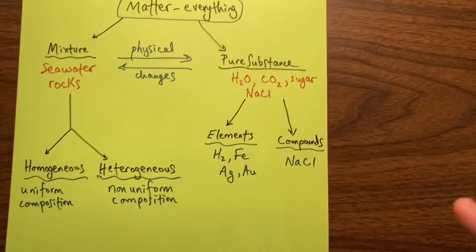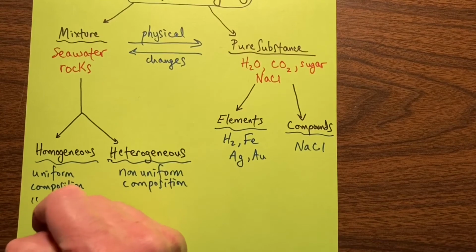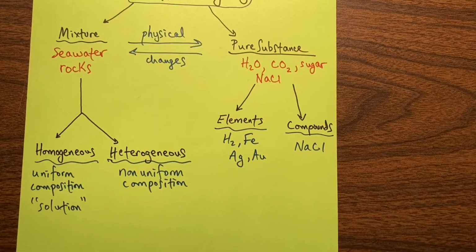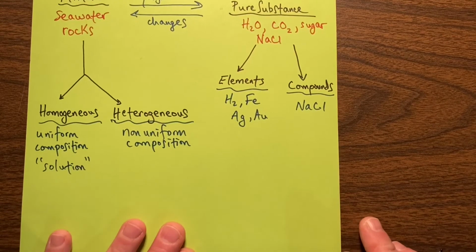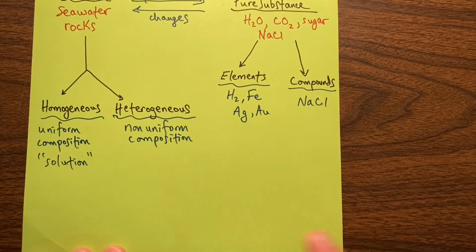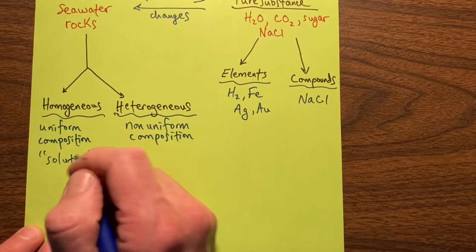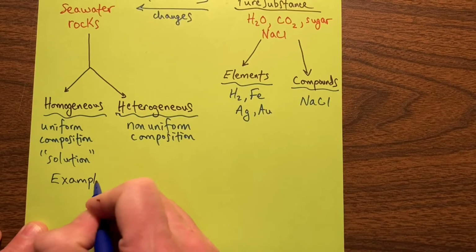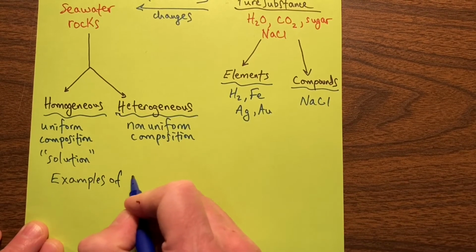Another name for a homogeneous mixture, which we'll spend an entire chapter on, I believe, is solutions. Let's think of some examples of each of these again. So solutions would be things like, let me just put examples of solutions.